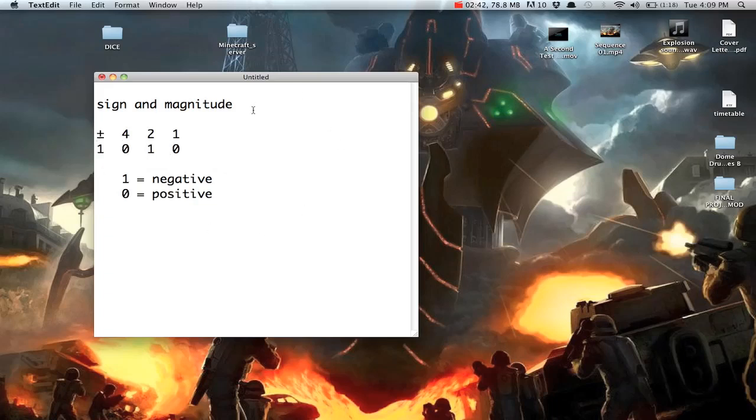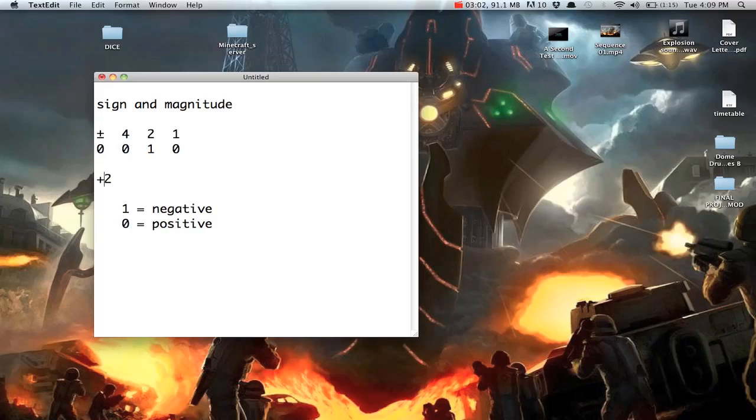So basically, it is a 1. That means it's negative, so we have a negative number. So this binary would be negative 2. And okay, so that works. We've got a negative number. If we put this as a 0, now we've got a positive 2, which is fine.